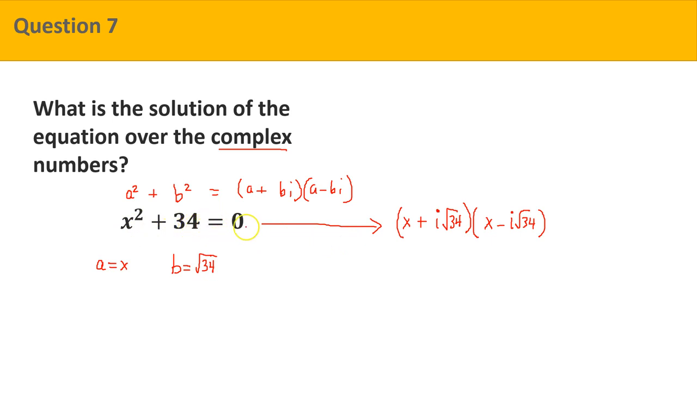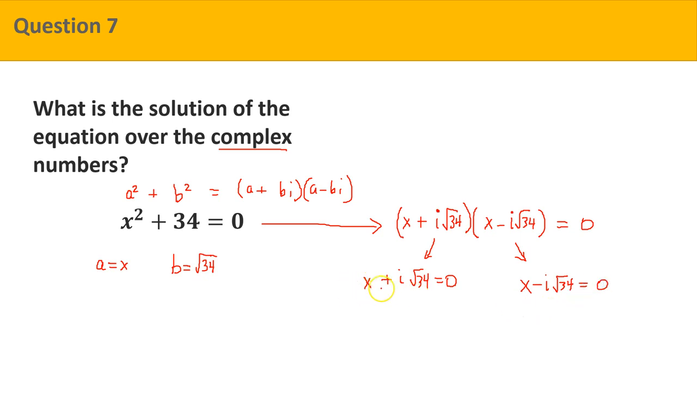All right, and this whole thing is equal to 0, so we set this equal to 0. Now we're going to use the zero product property. The zero product property states that one of these factors has to be equal to 0. So x plus i square root of 34 needs to be set equal to 0, and x minus i square root of 34 should be set equal to 0 as well.